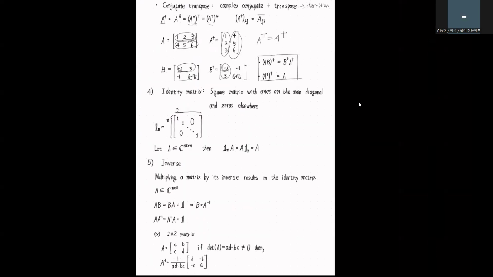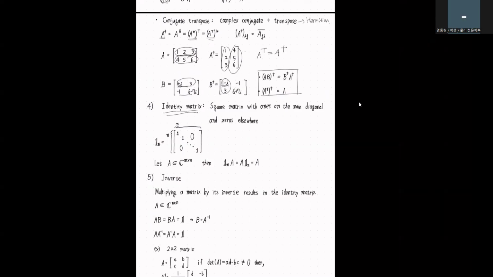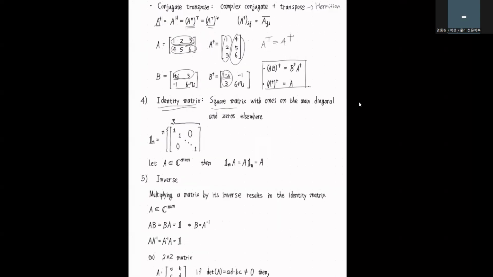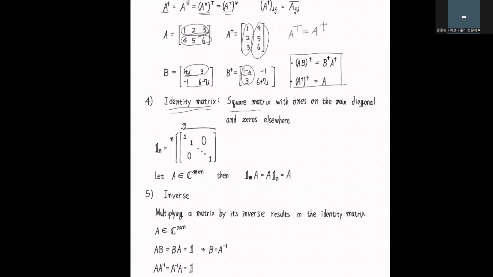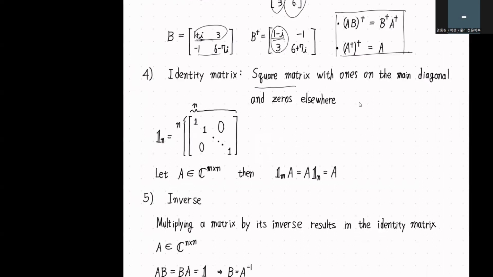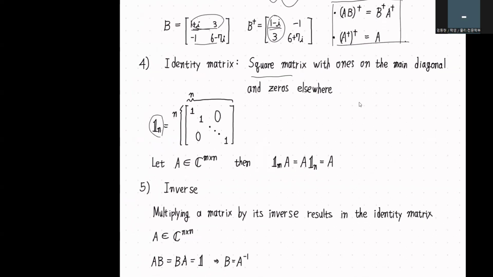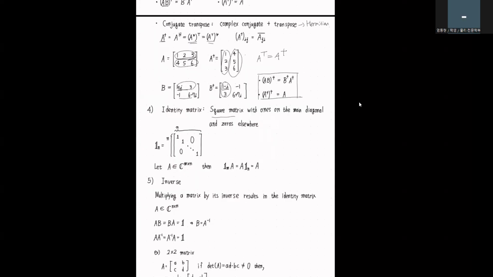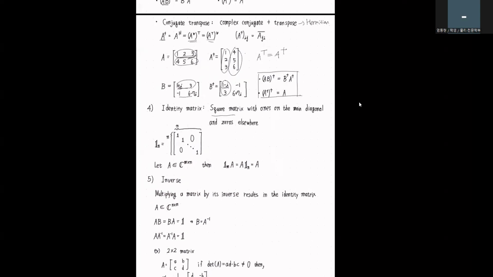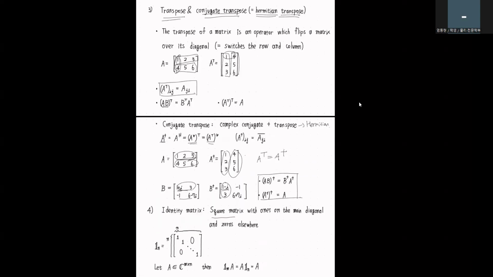So let's move on to a special matrix called the identity matrix, which is a square matrix with ones on the main diagonal and zeros elsewhere. This one is special because it acts as an identity element for matrices, which in layman's terms means that if you multiply this identity matrix with any matrix, we just get the same matrix. Now, there's a slight caveat: matrix multiplication is not commutative. When you do matrix multiplication, the order matters.